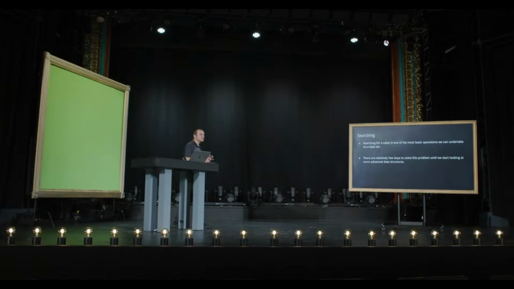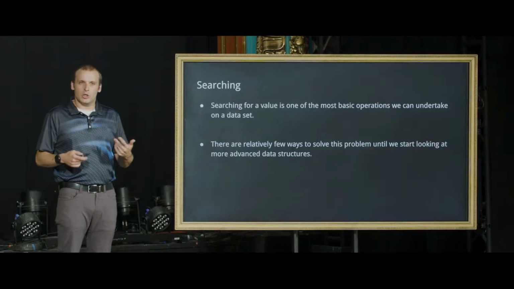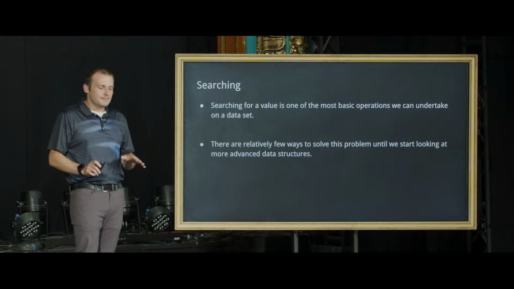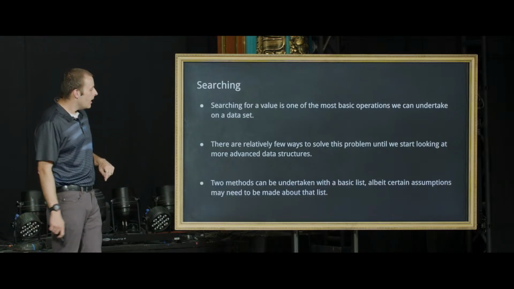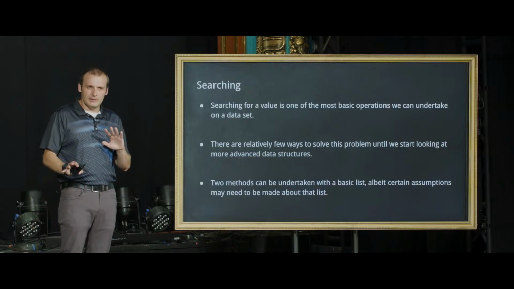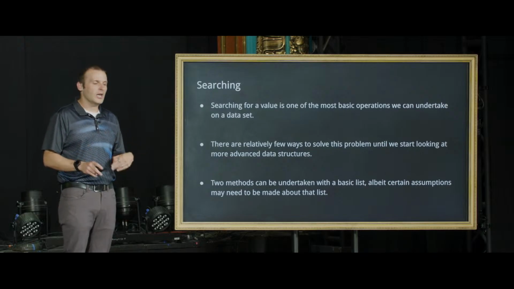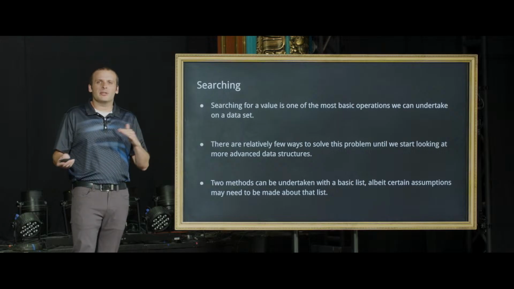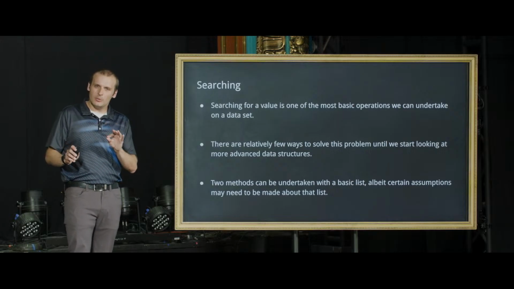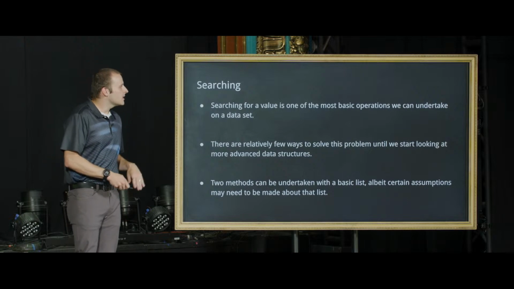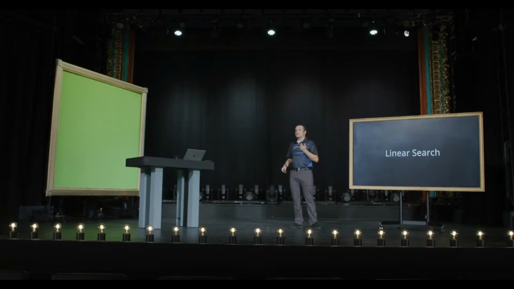There are a couple of ways to solve this problem with basic lists. We'll look at more advanced data structures a little later in the course, but with basic lists, there are only a couple ways to solve this problem. And we're going to look at 2 of them. But they behave differently, and they require slightly different situations to be true. One of them can be done on any list. One of them requires us to tweak that list a little bit in order to be able to take advantage of an efficiency. But let's start with the more fundamental one, which is linear search.